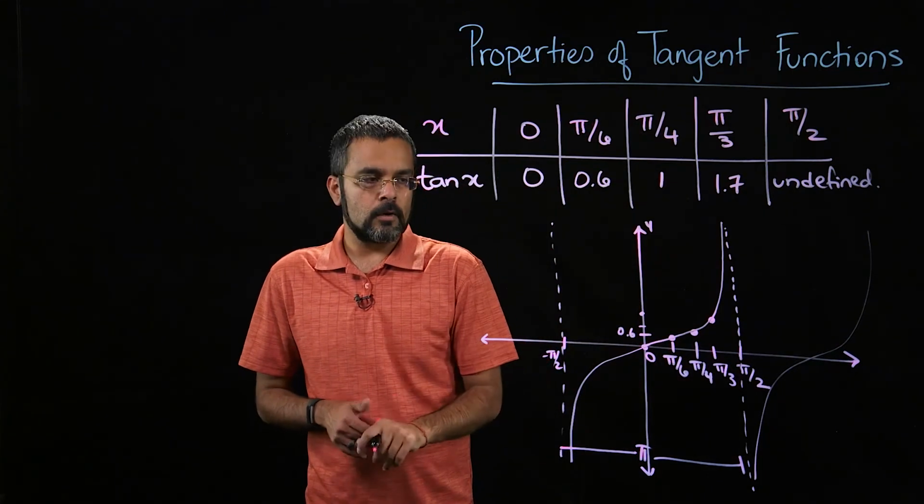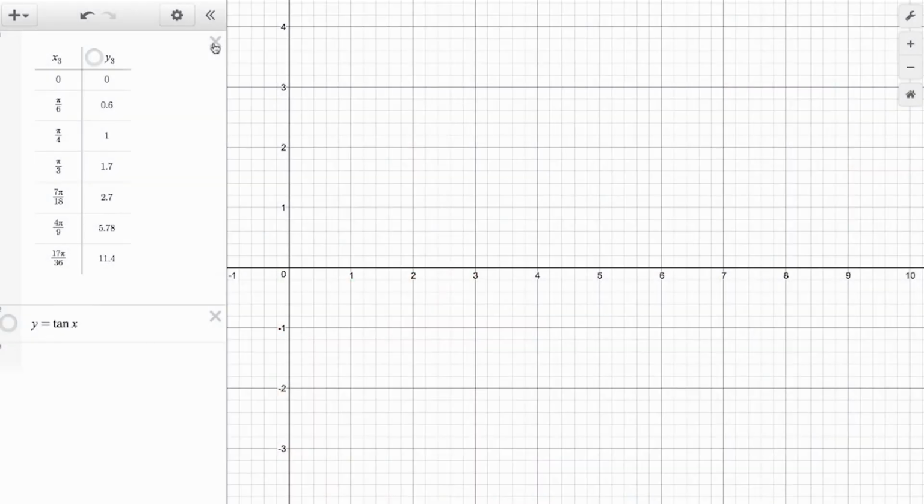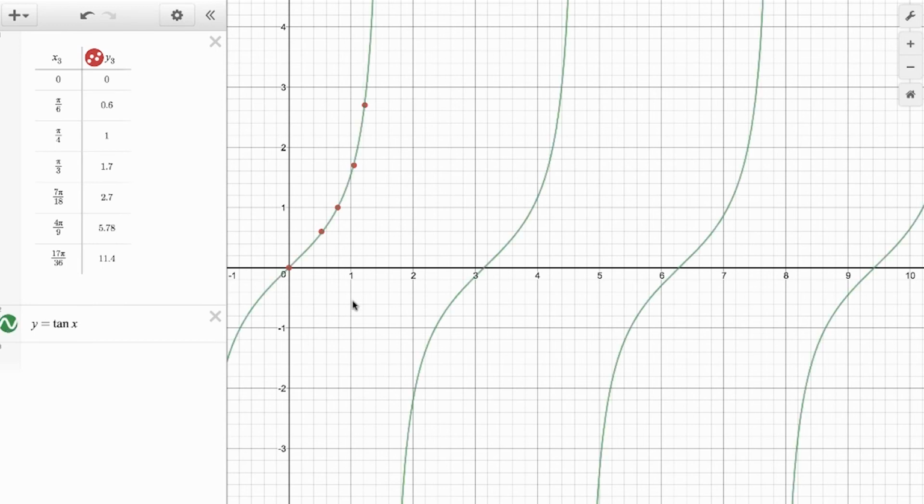Okay, so let's go ahead and take a look at this on Desmos. So here's that same table that I drew on the board. I just added a couple more points here of 7 pi over 18, 4 pi over 9, and then 17 pi over 36. So if I go ahead and graph these points, it goes something like that. All right, now let's go ahead and graph our tangent function. And there's my tangent function, right?